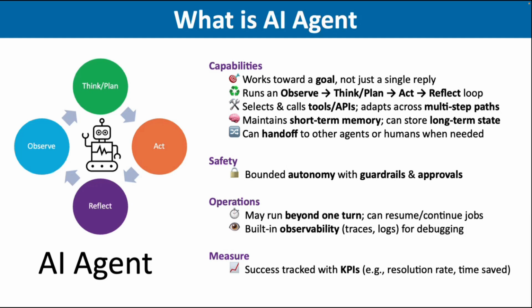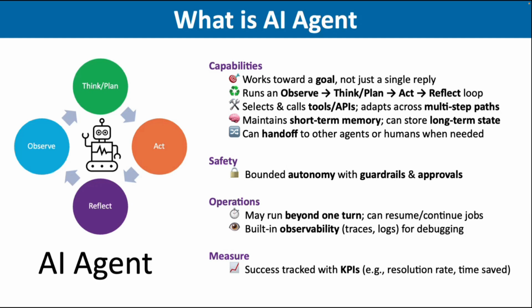Because it is multi-step, it needs short-term memory to keep track of what just happened, and sometimes long-term state to remember decisions across sessions. Agents are not cowboys. They operate with bounded autonomy. So what is bounded autonomy?